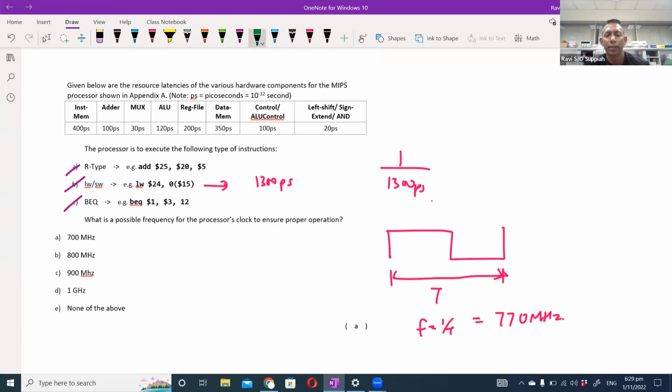Now, 770 megahertz means that is the fastest I can go. I cannot go faster than this, because if I go faster, my period will get smaller. If my period gets smaller, I do not have enough time to complete this load word instruction. That means the maximum speed I can go is 770, so anything lower than that is fine. The only value lower than that is option A, 100 megahertz. So that's why our answer here is A.